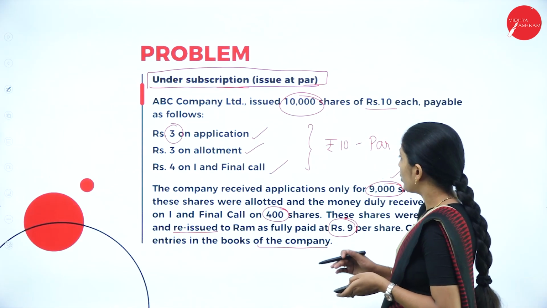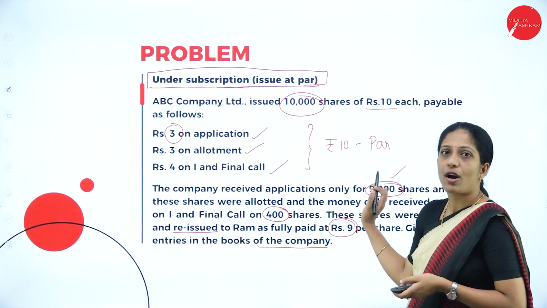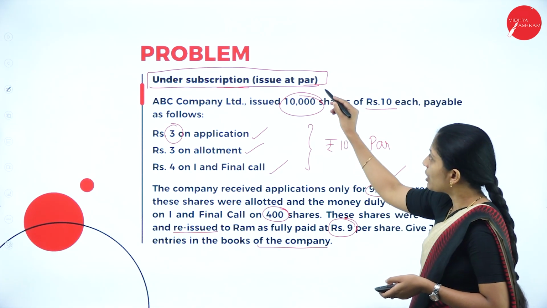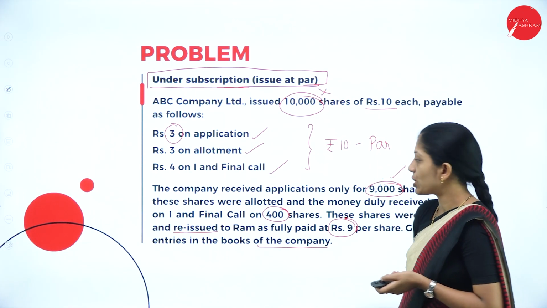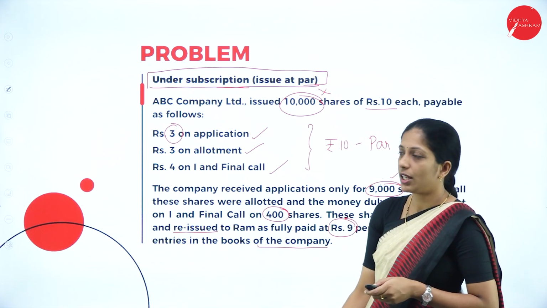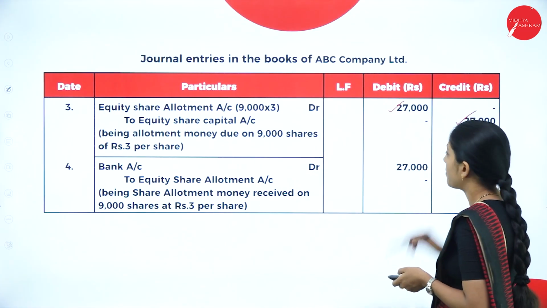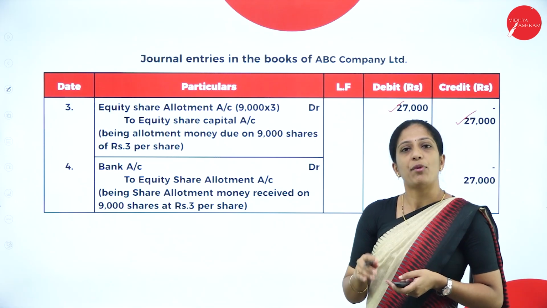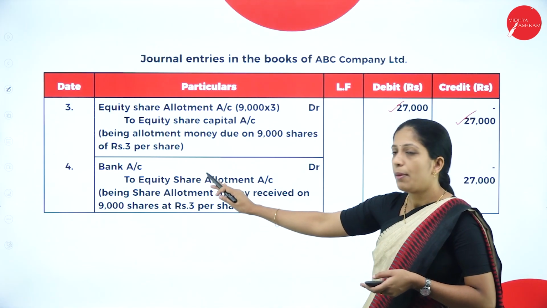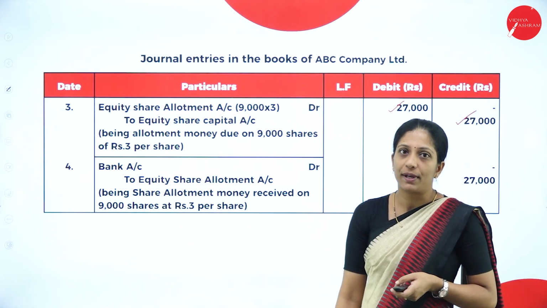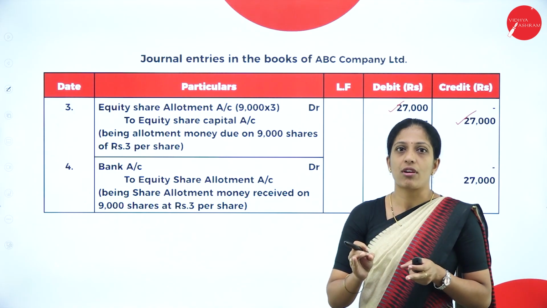Now, here also you are going to take this 9,000. Throughout the problem, you are going to take this 9,000 because we have not received on 10,000 shares. So 9,000 into 3 rupees. So here also 27,000. We have received all the amount at the allotment stage. Your entry, bank account debit to equity share allotment account. So we have received the full amount on allotment.